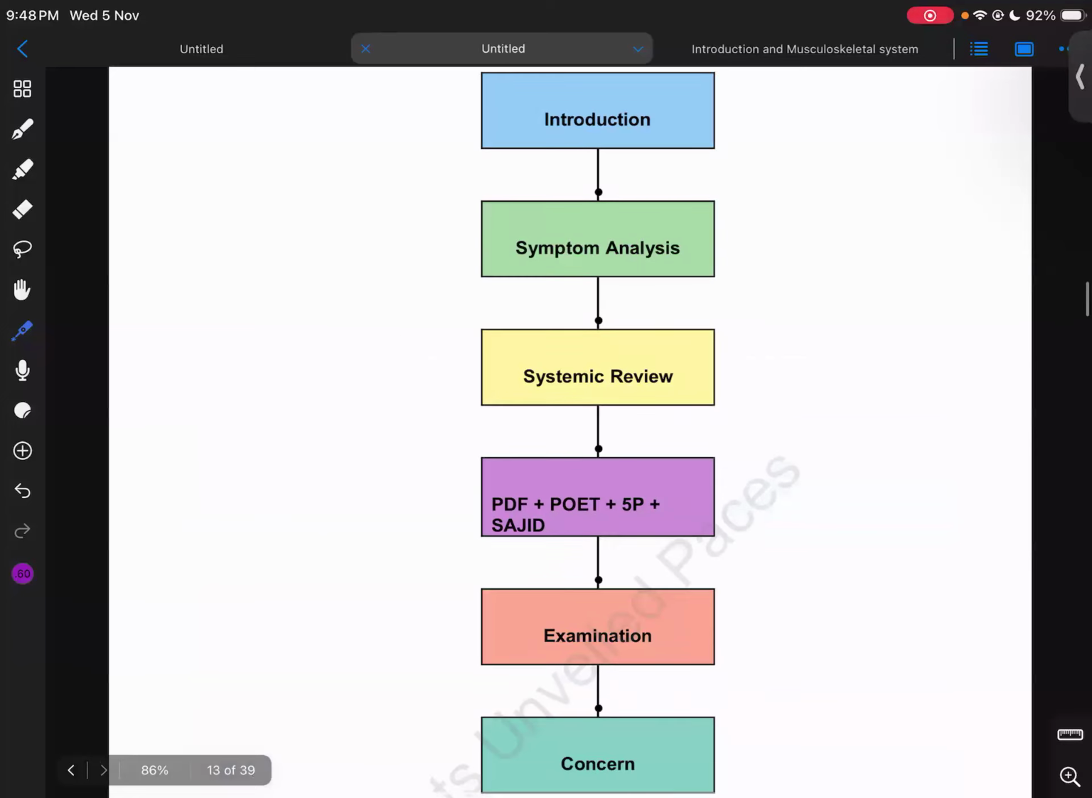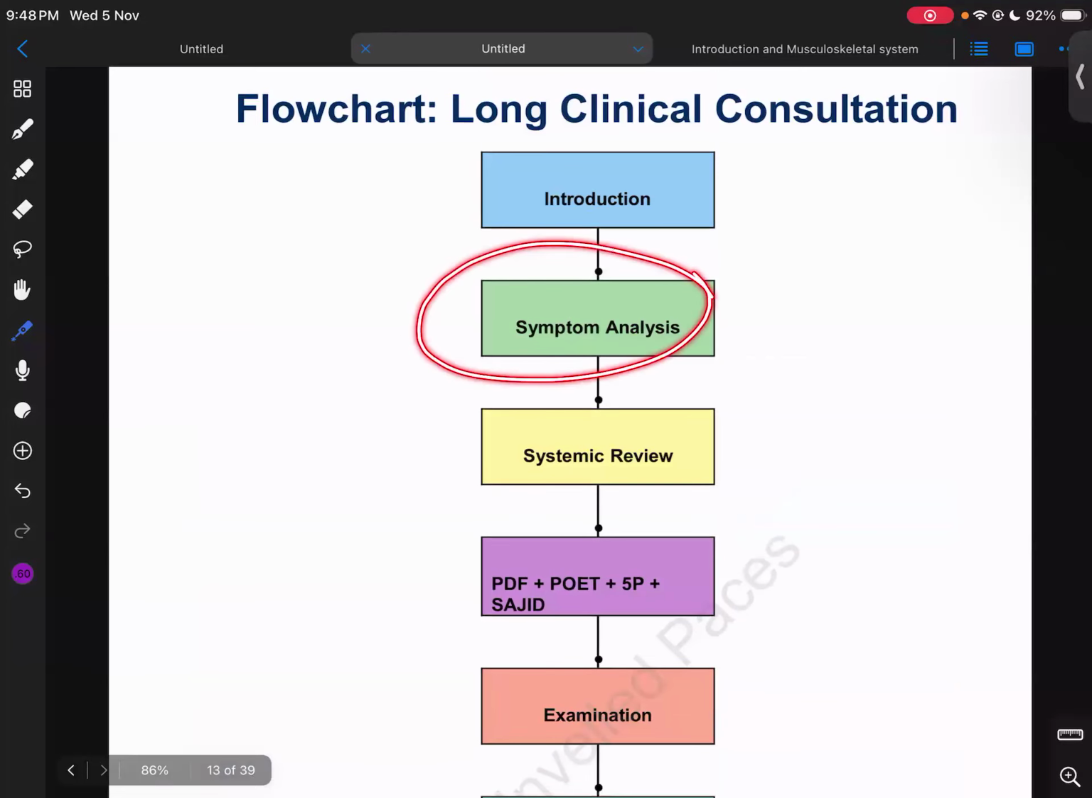So let's go to the next part. After symptom analysis, we can go for systemic review. But there is a trick. This part is a hack. There is a hack. So what is the hack here?